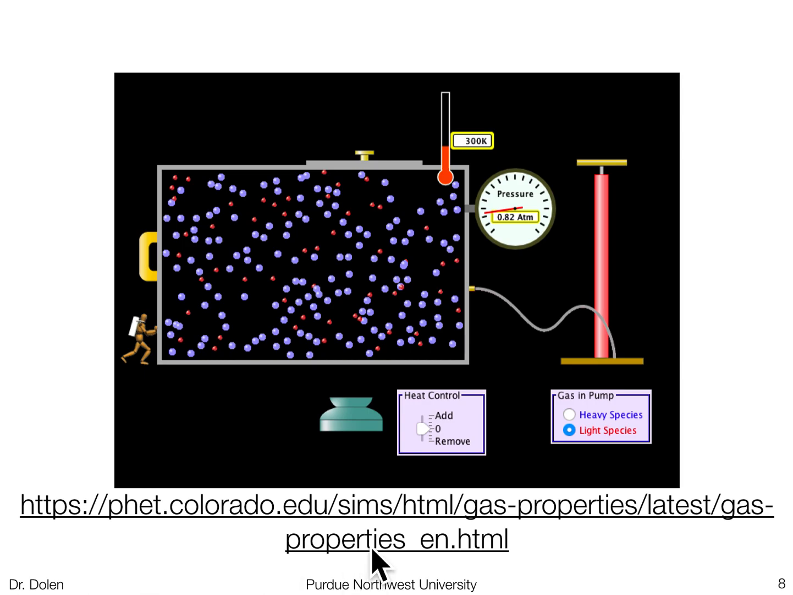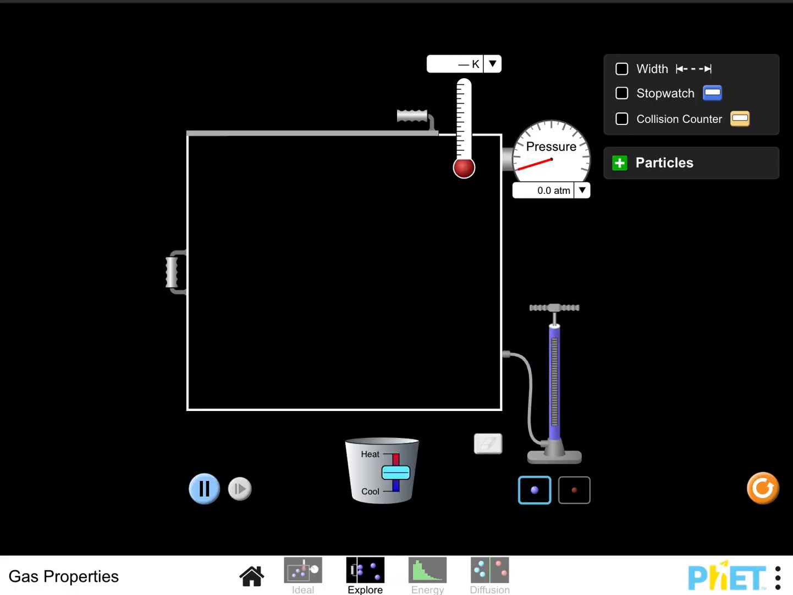So to do that, I'm going to go to this link, one of these nice PhET simulations, and I encourage you to also do this and play around a little bit. So here we just have a box, some kind of container, and I have a nice air pump.